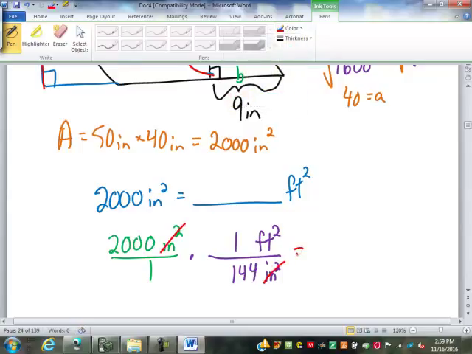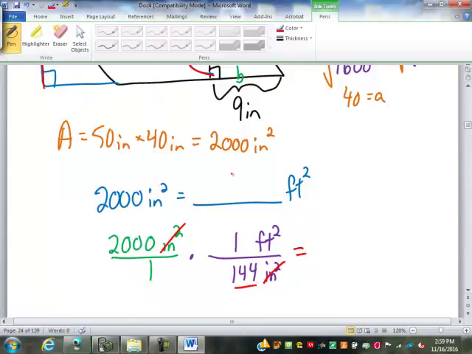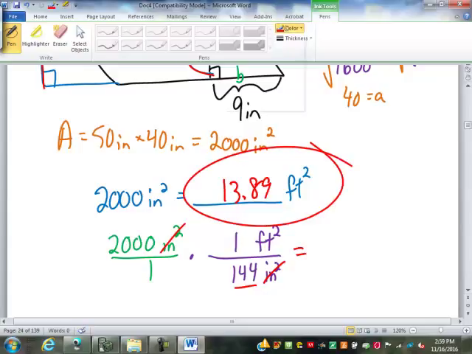So square inches cancel. Since the 144 is on bottom, we're going to divide by it. So 2,000 divided by 144. 13.88, I said to the nearest hundredth, or 2 decimal places. So that'd be 13.89 square feet.